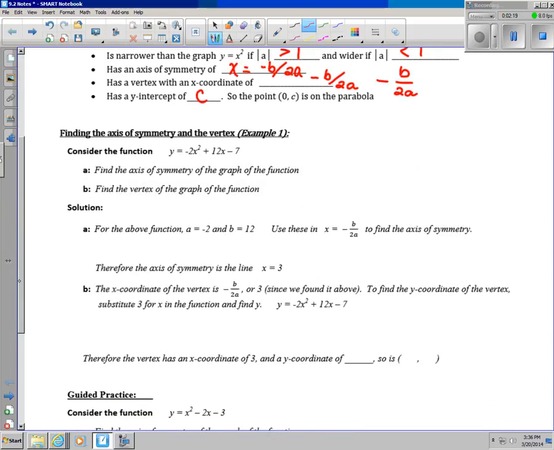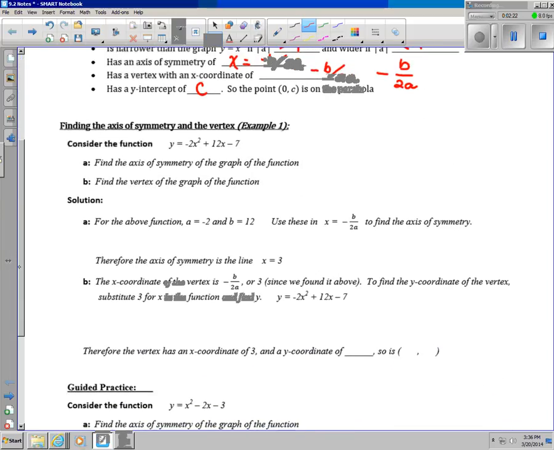So for our first example, we're going to just find the axis of symmetry. We're not going to graph anything. We're just going to find the axis of symmetry and the vertex. So if we consider the function y equals negative 2x squared plus 12x minus 7, we want to find the axis of symmetry of the graph and find the vertex of this function.